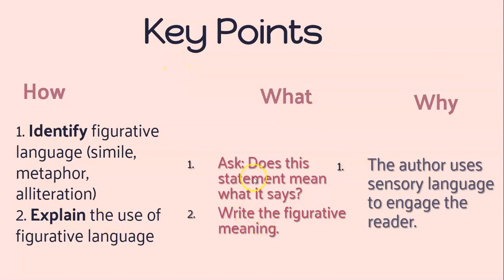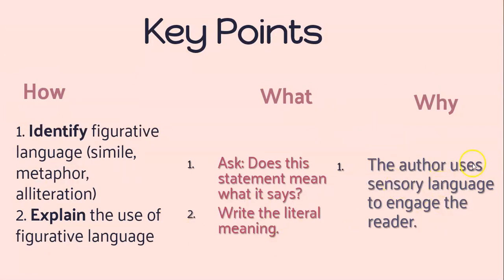What are we going to do? We're going to ask, does this statement mean what it says? Is it raining cats and dogs? No, right? It's just an author or the speaker trying to make a point, right? And then we're going to write the literal meaning. Why is this important, boys and girls?